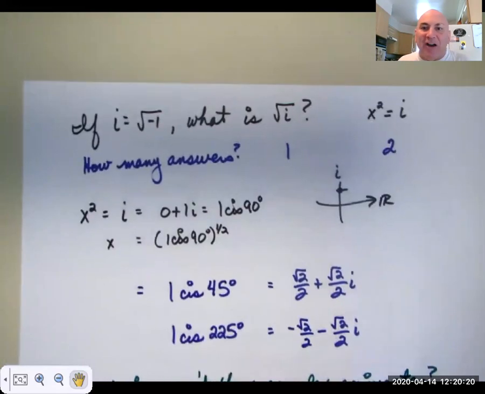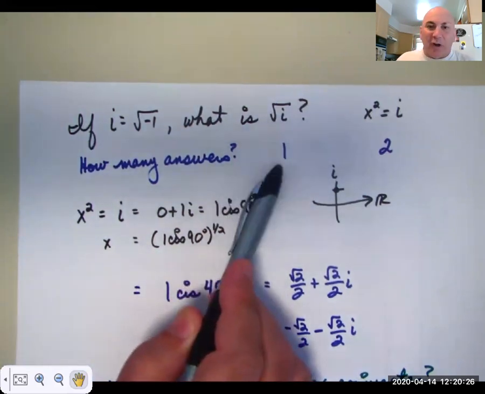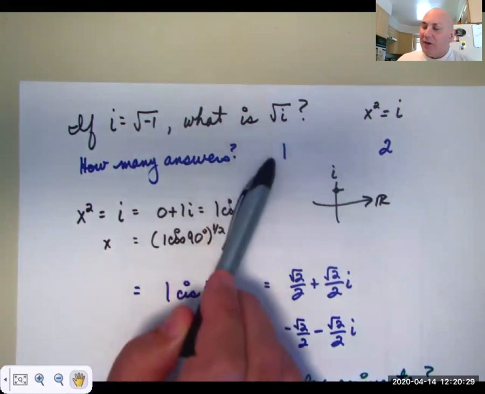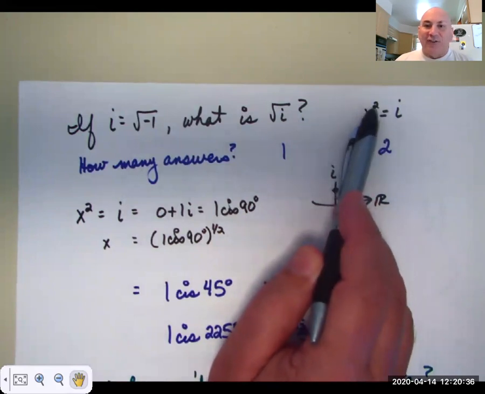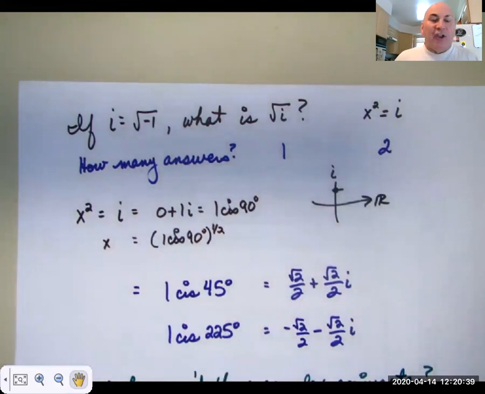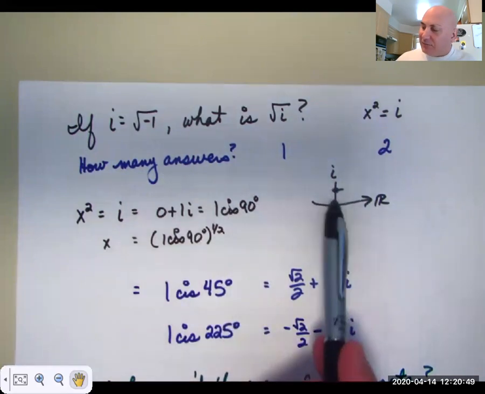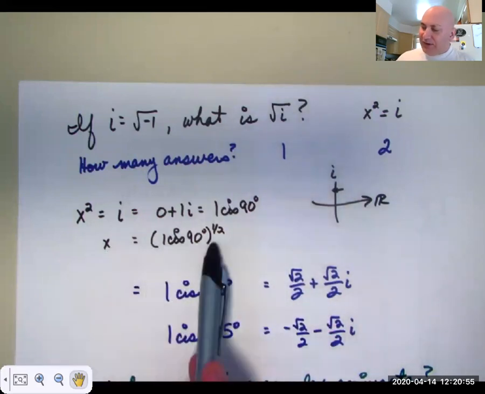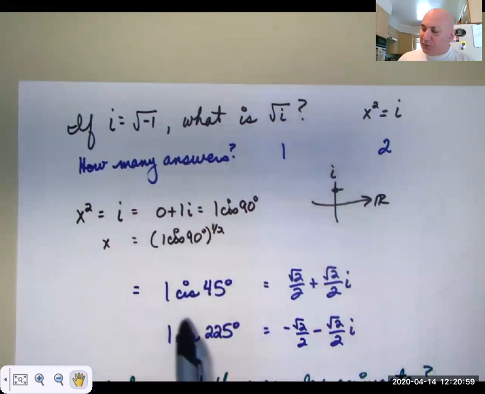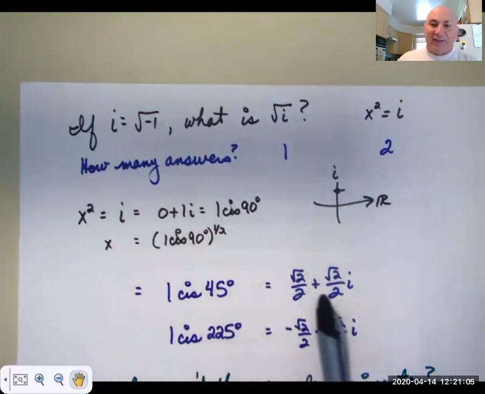Now, I remember when I first learned about i I thought, what is the square root of i? Well, if you ask it this way, there's one answer, because it's just, what is the principal root of i? Or you could write it this way, and now it's a polynomial that has two answers. So let's find what the square root of i is. X squared equals i. i is 0 plus 1i, which is 1 cis 90 degrees. It's right here. Take the square root of both sides. X equals this, which is 1 to the 1/2. Square root of 1 is 1. 90 degrees times 1/2 is 45 degrees. FOIL it out, and here's your answer.